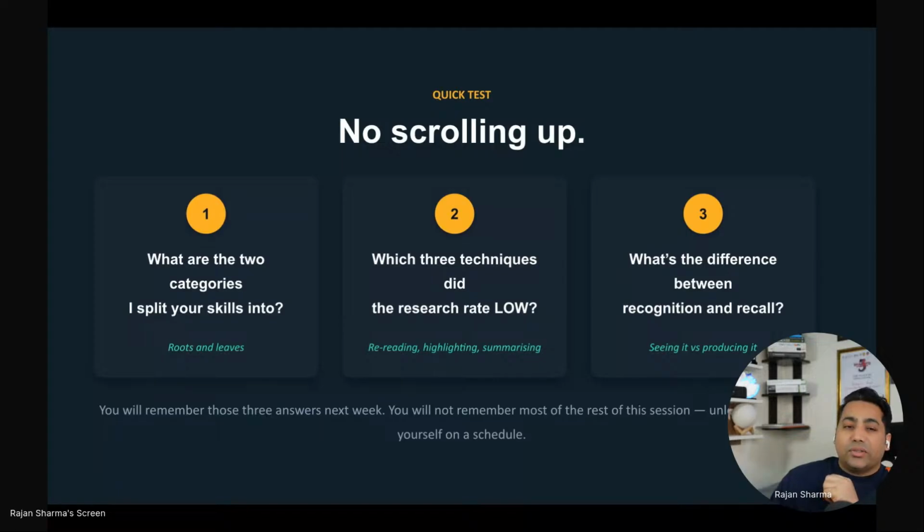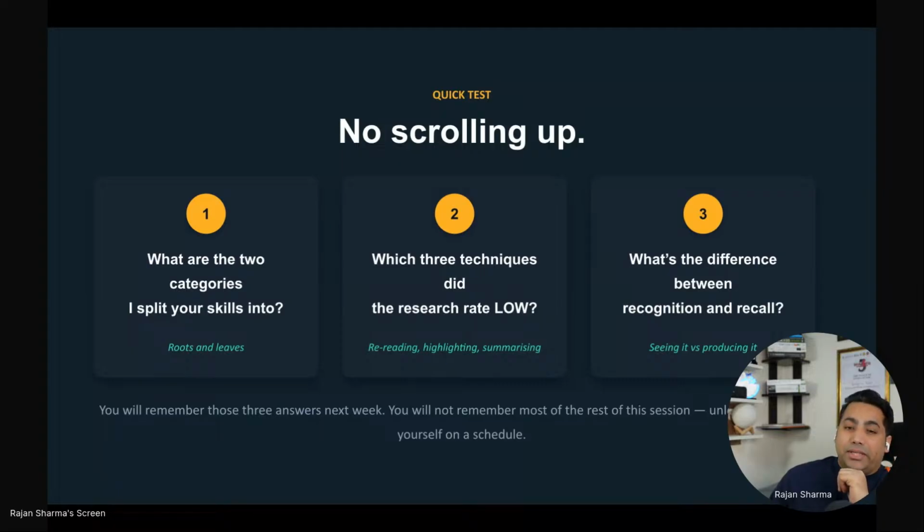So one of the questions I have in my mind is, if we go back in history, and I ask you, what are the two categories I split your skills into? You remember? That is the root and the leaves. Roots are durable, leaves are going to fall within a year or this sprint, based on the sprint. This is the one question I have.